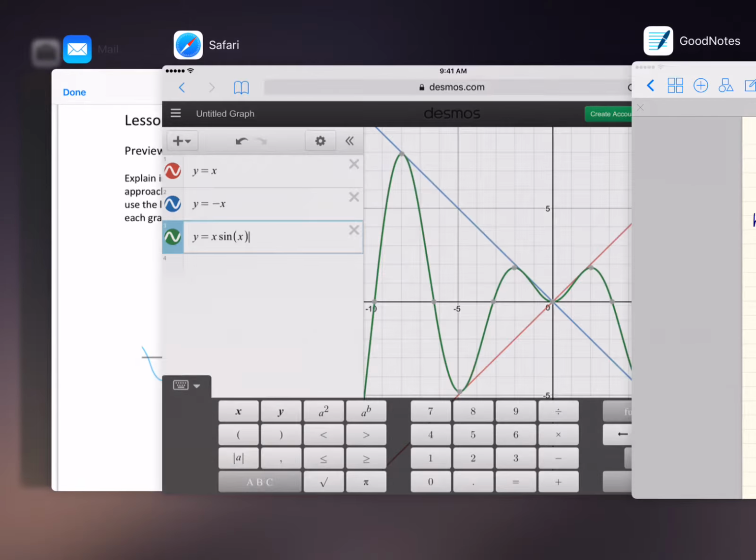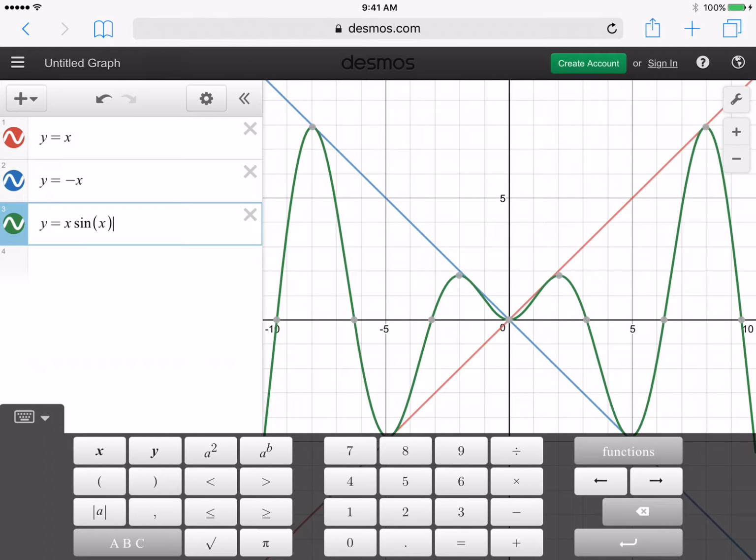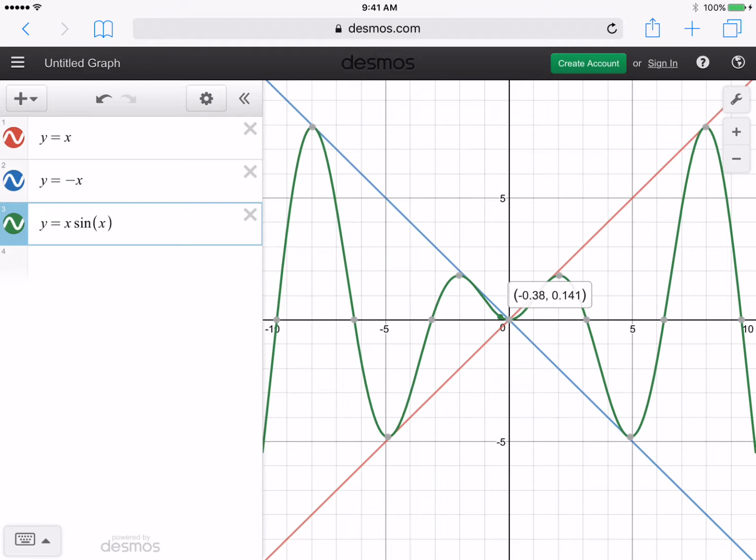Graphically speaking, take a look at this. I graphed y equals x, I graphed y equals -x, and I graphed the graph of x times sine of x. You can see that the green function, the graph of x times sine of x, is sandwiched in between for all x values between -x and x. And you could also see that as the x value is getting close to 0 from either side, the y value is also getting closer and closer to 0. So the limit of the function x times sine of x is 0. That's the limit itself.